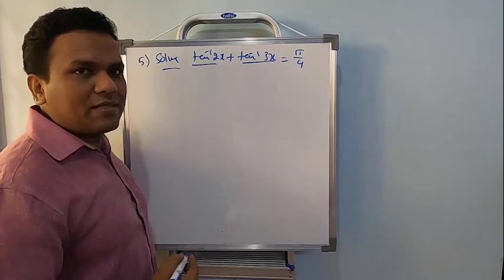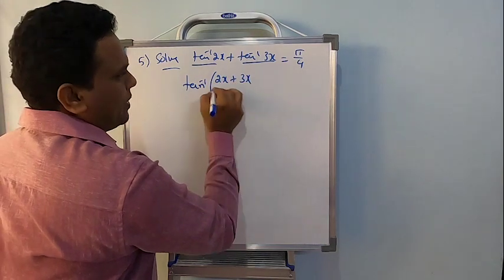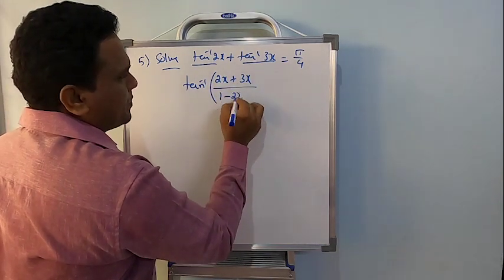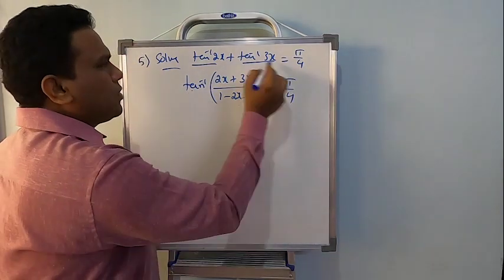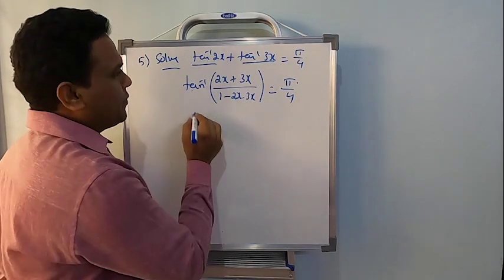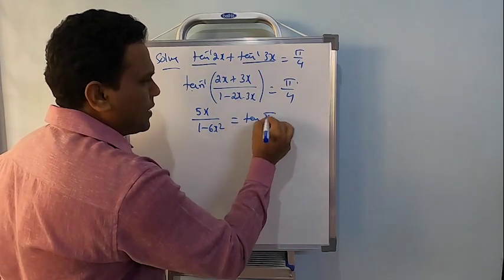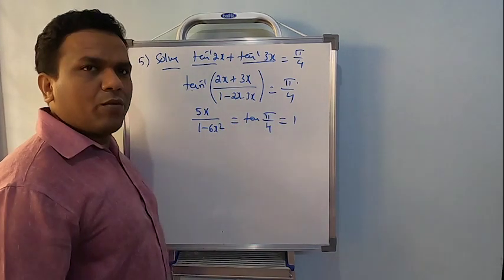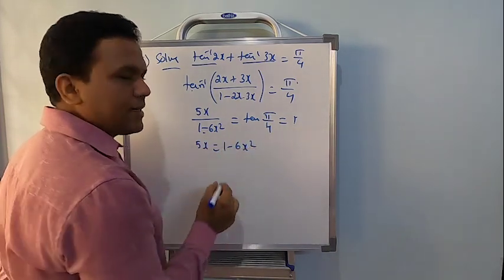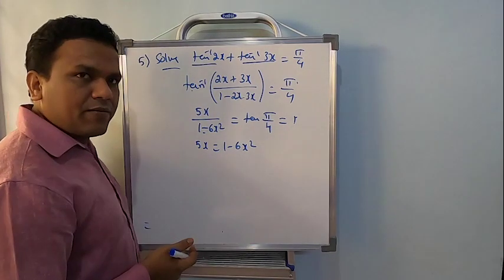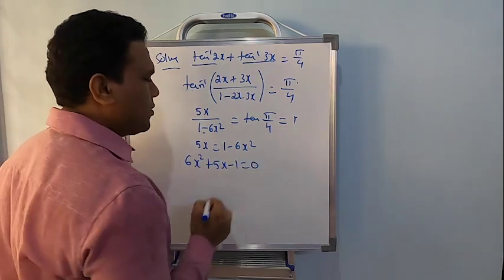Apply the formula of tan inverse x plus tan inverse y. So tan inverse of x plus y by 1 minus x multiplied by y is equal to pi by 4. Fine. If I am shifting tan inverse to the right side, tan pi by 4. So this will be 5x by 1 minus 6x square is equal to tan pi by 4, and tan pi by 4 will be 1. Cross multiply. So it's going to be 5x equal to 1 minus 6x square. Construct a quadratic by shifting everything to the left hand side. So 6x square plus 5x minus 1 equal to 0.